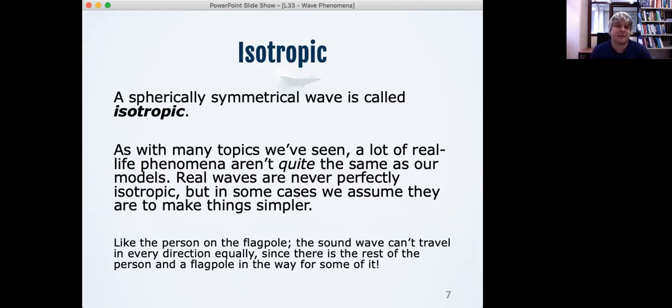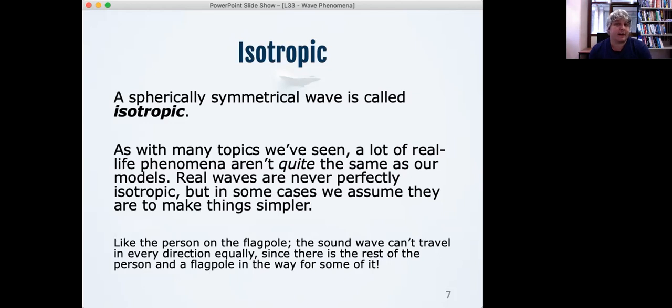The sound wave can't actually travel in every direction equally because there's a person in the way of some of it. If they clap out in front of them, some of that sound wave is going to hit them, and so it won't be traveling cleanly on the other side of them. And there's also a flagpole all the way down to the ground, so even if they did it overhead, then straight down is not going to be a very clear sound wave, but it might travel in every other direction equally. So it'd be very close to isotropic.